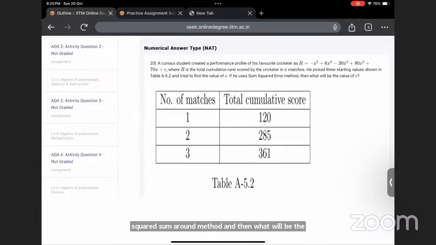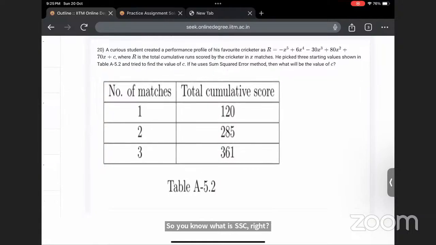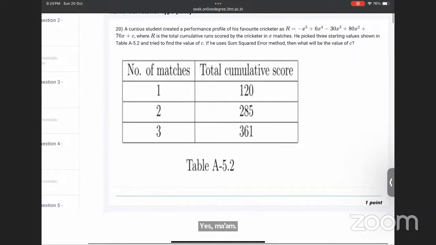So you know what is SSE, right? Square sum error. Yes, ma'am. So yeah, let us solve it together.